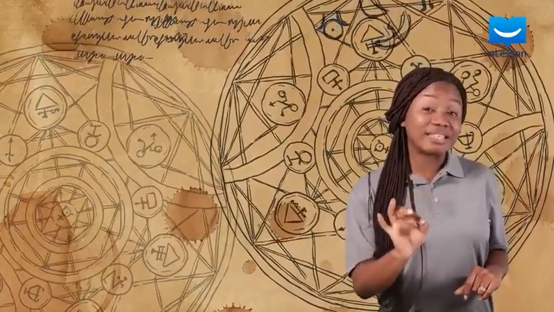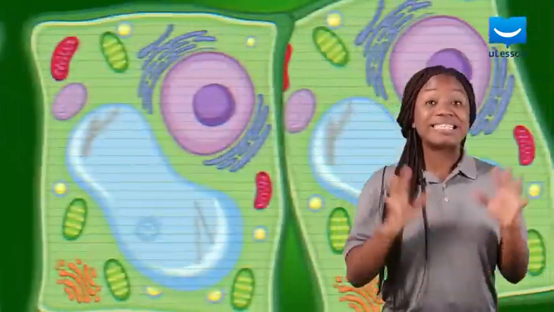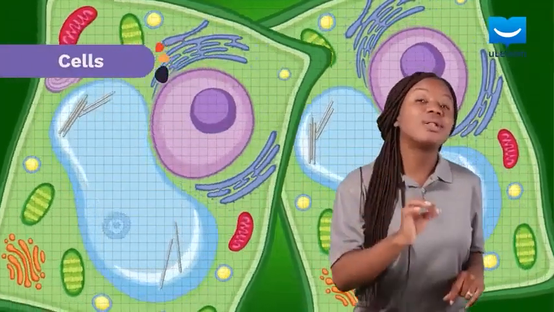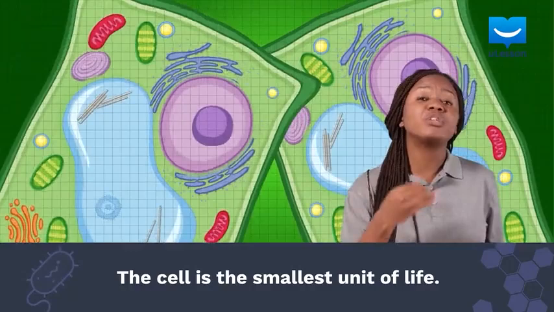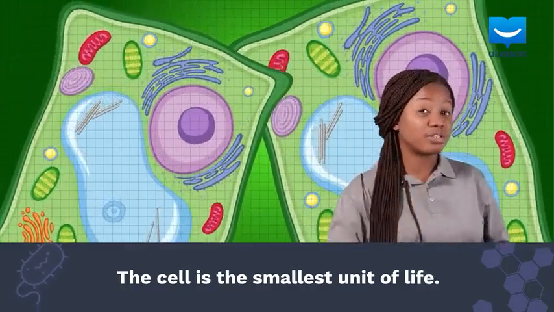All living things have one thing in common: cells. The cell is the smallest unit of life. In fact, it is the basic building block of all living organisms.